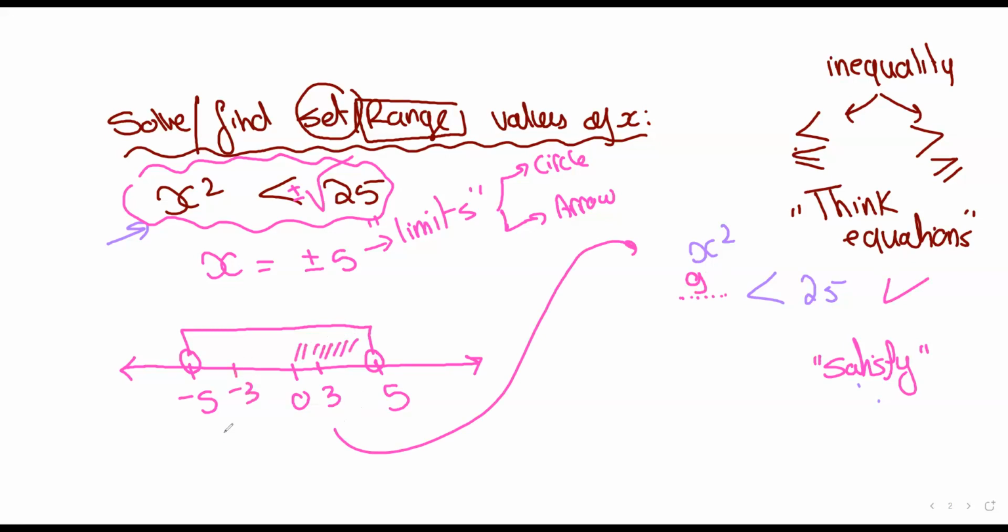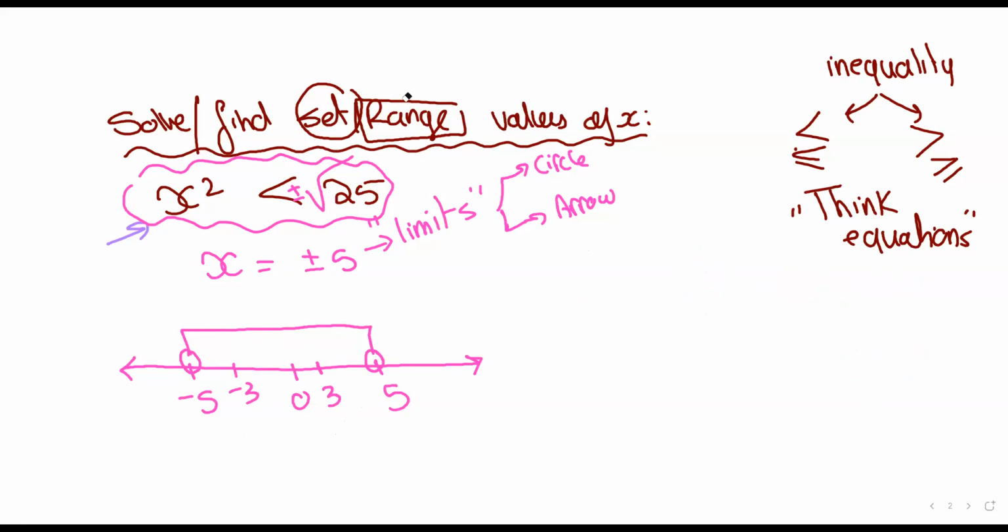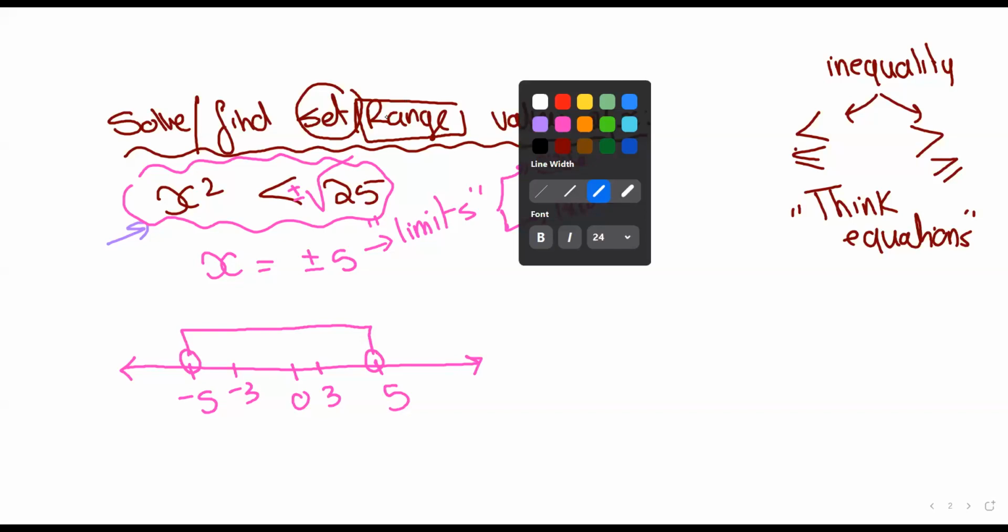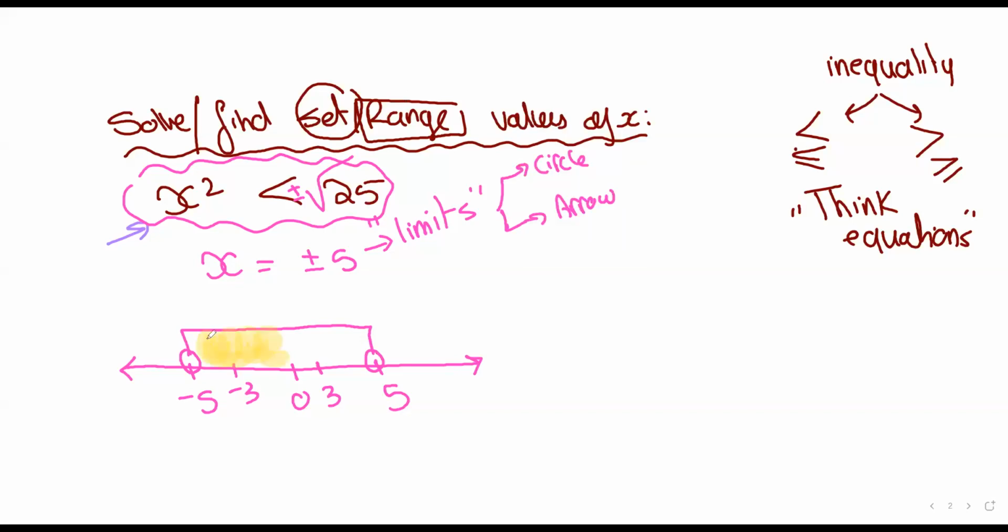Let's pick a negative number and substitute. -3 power 2 is 9 as well. So these numbers as well satisfy the inequality. So basically, in less than questions, all the numbers that are in between my limits satisfy this inequality.